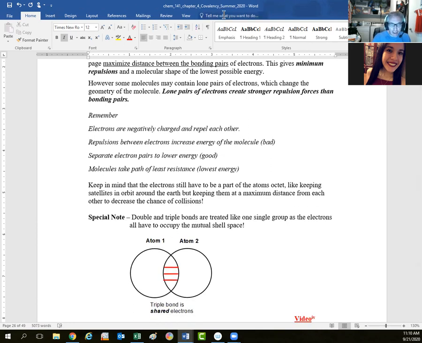The valence shell electrons, that's the only electrons involved in chemical bonding. And the other electron pairs, whether it's bonding pairs or lone pairs, and it's how they repel each other around that central point.